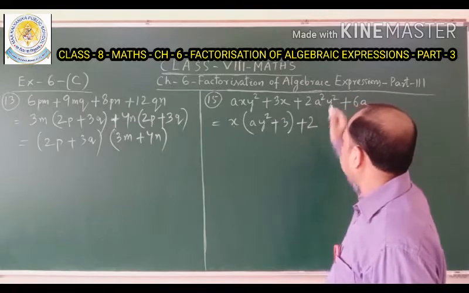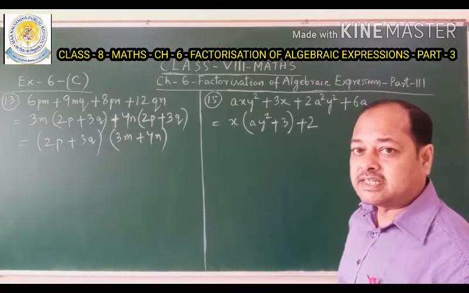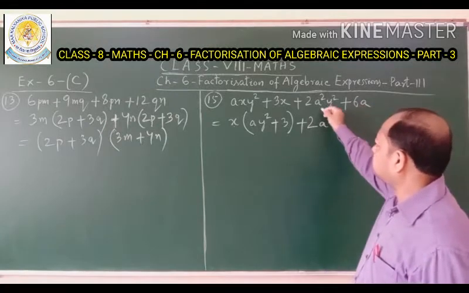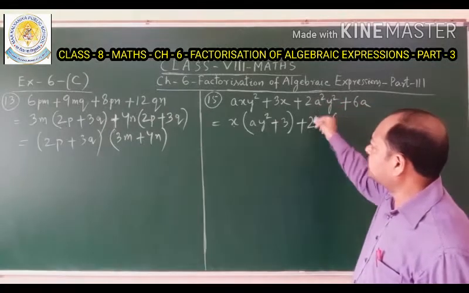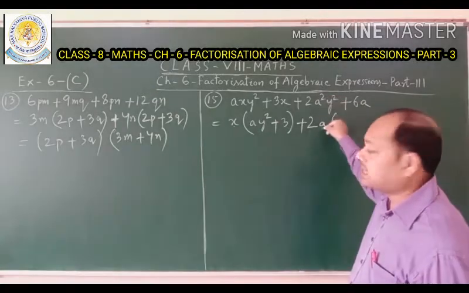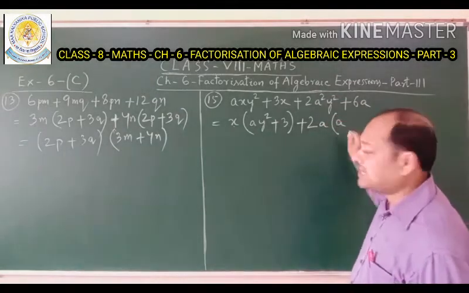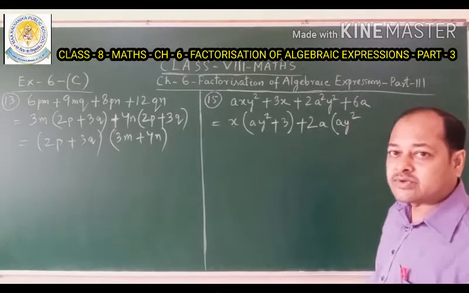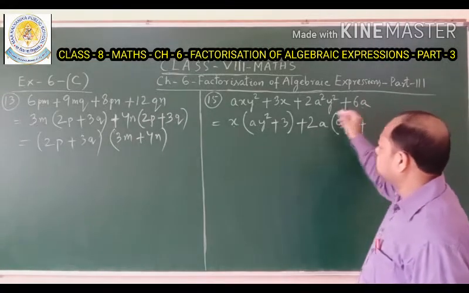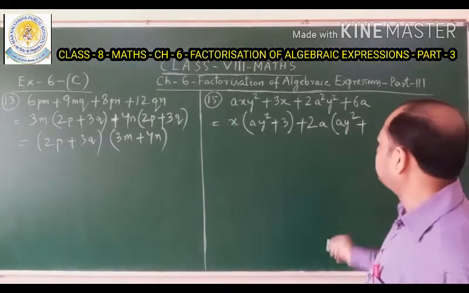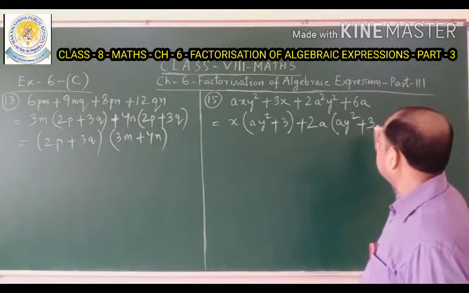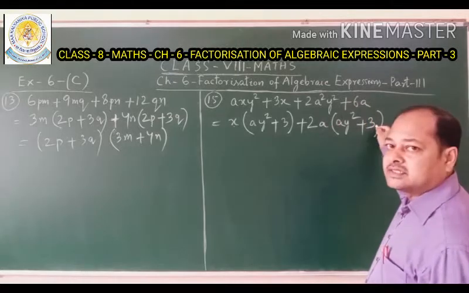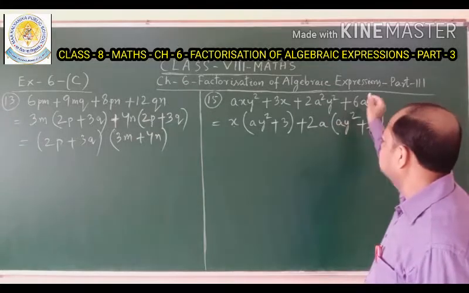From a square y square and a, what is common? That is a. Right here a. So 2 is already common here, a is already common. From a square, a is common, so 1a is left and y square is left here, so that is ay square. Plus, from 6a, if 2a is common, then what is left? That is 3, because 2 into 3 is 6, and a is common, so it is 6a.